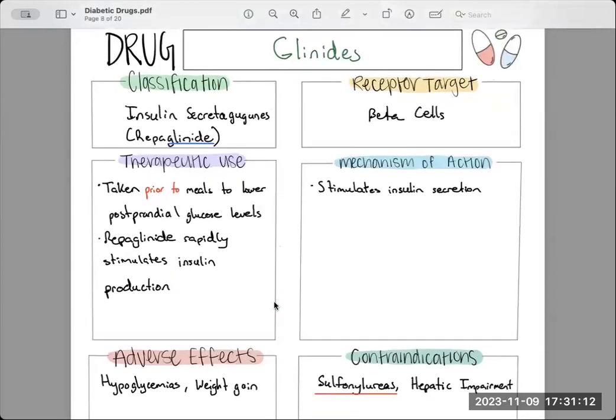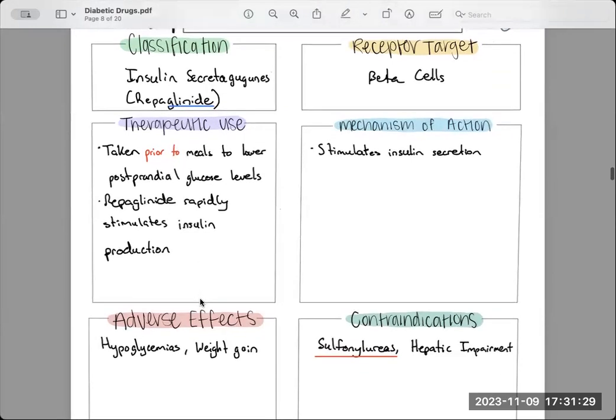Next, we have the glinides, also called the meglitinides. The good thing about this class is they all end in glinide. So repaglinide is an example. They're also insulin secretagogues. They do the same thing. They stimulate insulin secretion. They lower postprandial glucose levels, just like the other class of medications did, which means that when we give this medication, they need to have food present within that 30-minute time span. So they take it and then they eat. Not right away, but they must eat within 30 minutes of taking that medication.